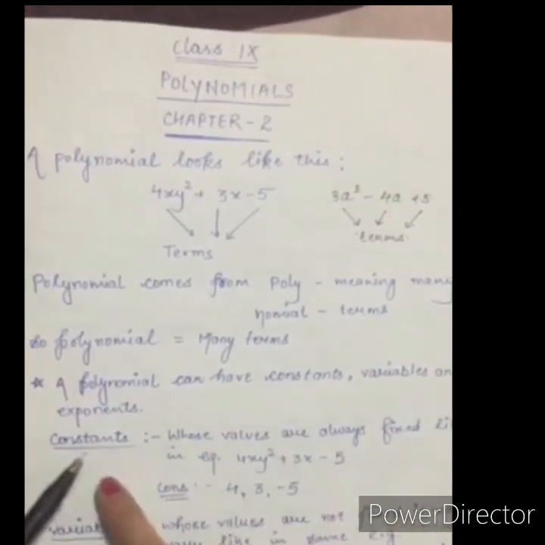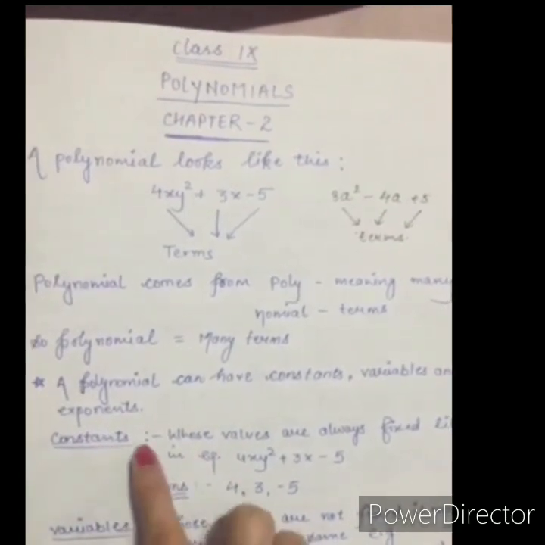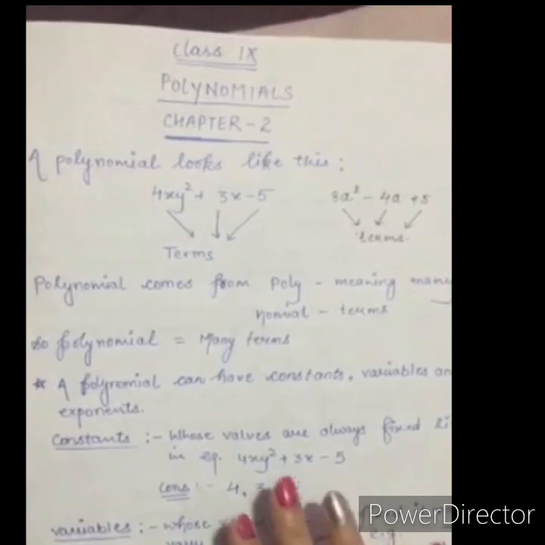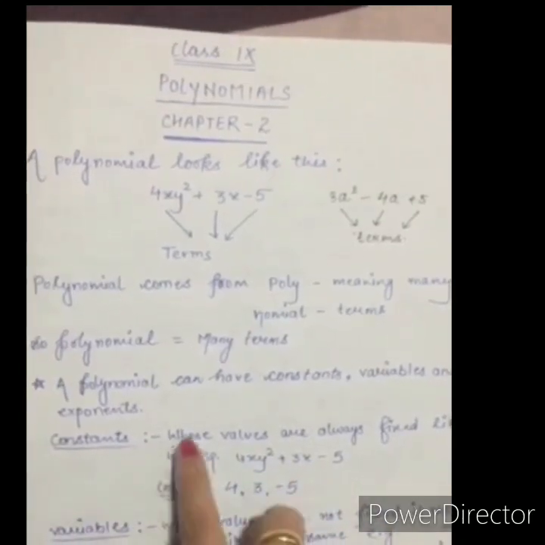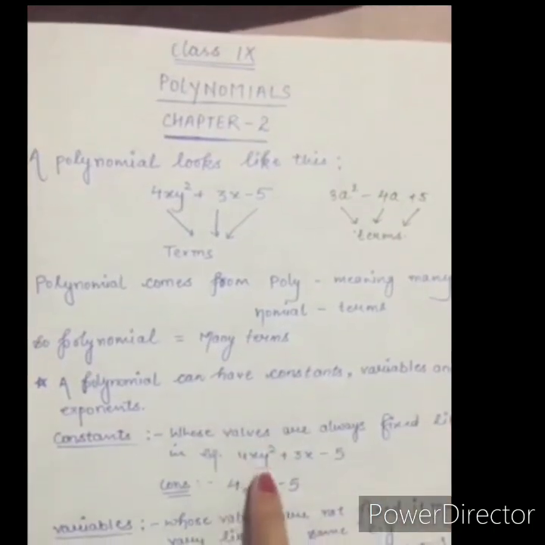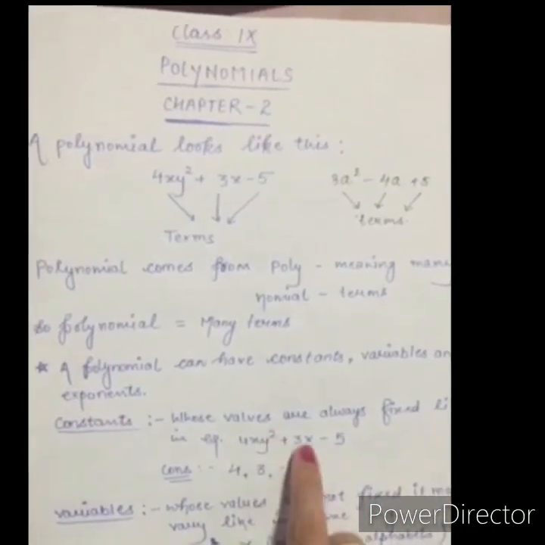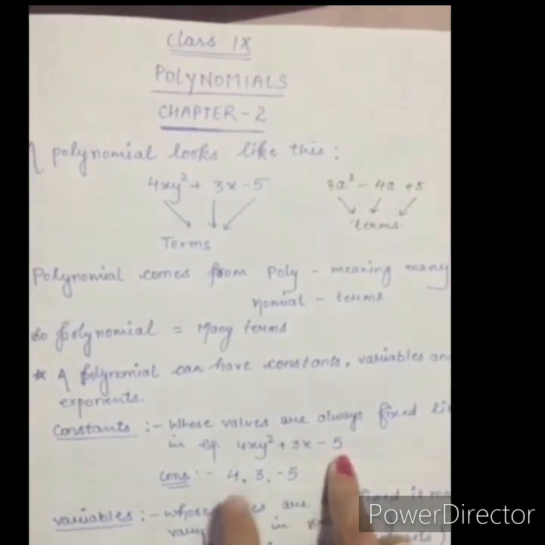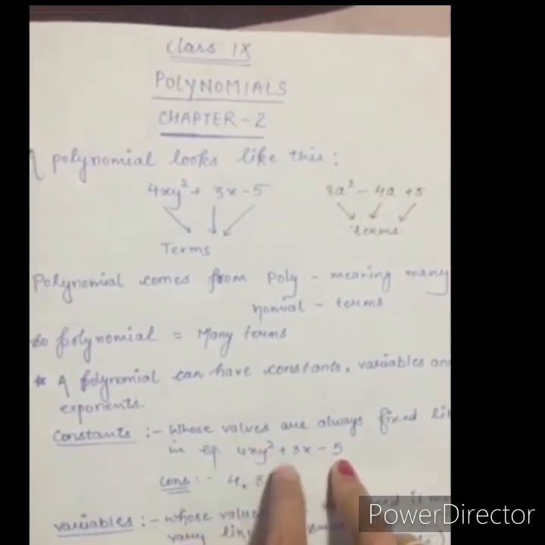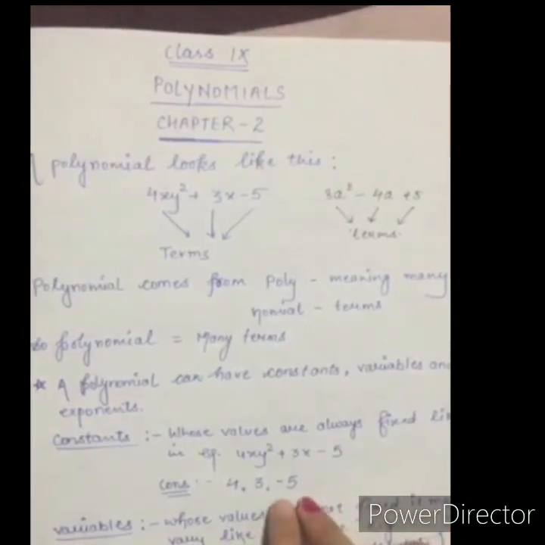Now let us describe them separately, taking constants first. Constants are those terms whose values are always fixed. Like in the same example, 4xy² + 3x - 5, here 4, 3 and -5 are called constants.